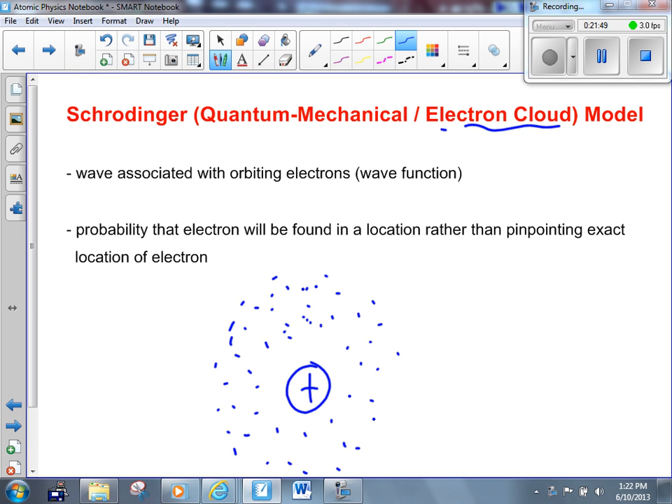Okay, essentially we're saying here that the electrons behave like waves. So they don't have a particular location because it's a wave. Now, we can predict the probability of finding it in a particular location, but that's the best we can do, is make predictions based on probability.